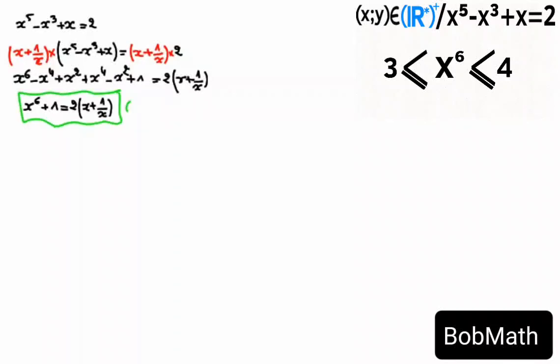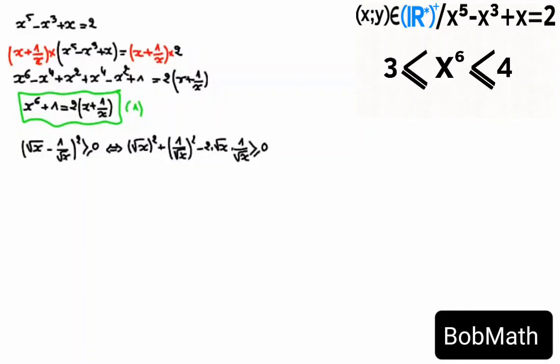We call this equality 1. And we know that (√x - 1/√x)^2 is greater than or equal to 0. Therefore, (√x)^2 + (1/√x)^2 - 2 times √x times 1/√x is greater than or equal to 0. Now we simplify the numbers √x, so we get x + 1/x - 2 greater than or equal to 0, and therefore x + 1/x is greater than or equal to 2.